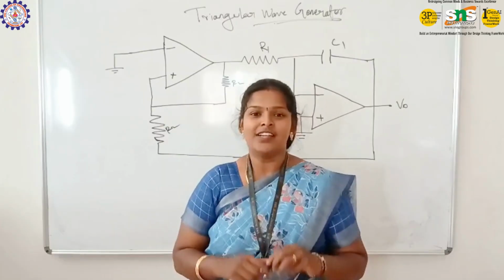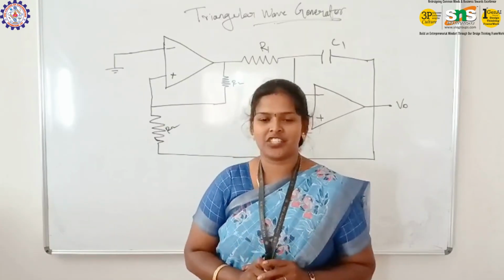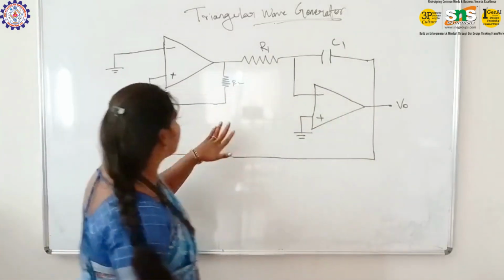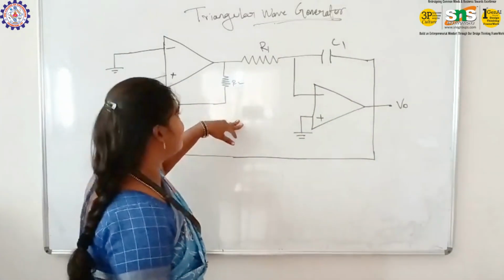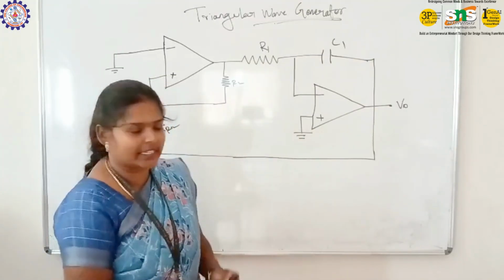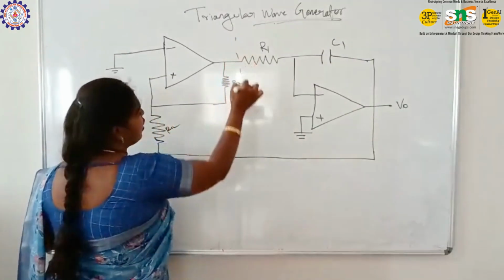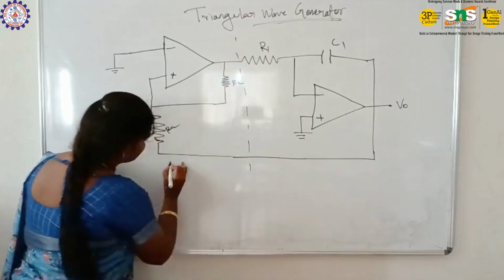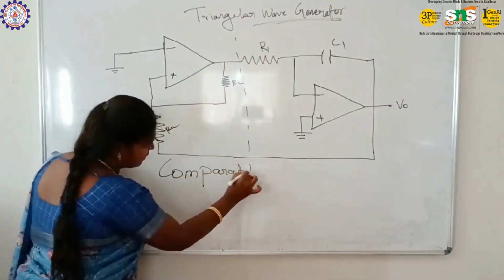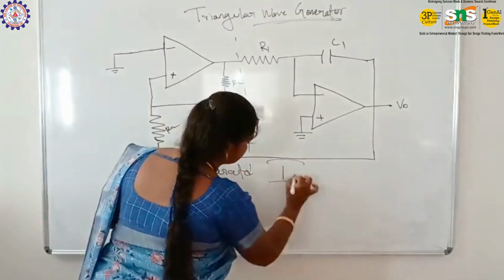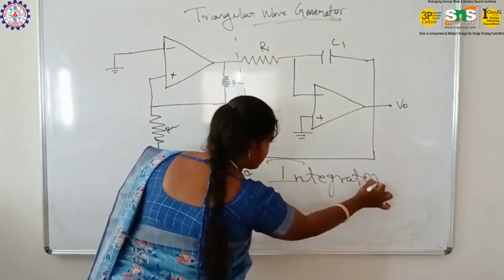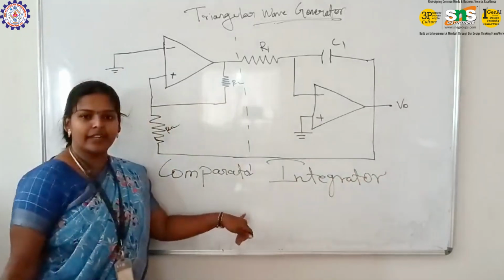So today's topic is triangular wave generator. In fact, this is the diagram for a triangular wave generator. This diagram consists of two parts: one is the comparator, another one is the integrator. The first half is the comparator. The second half is the integrator.